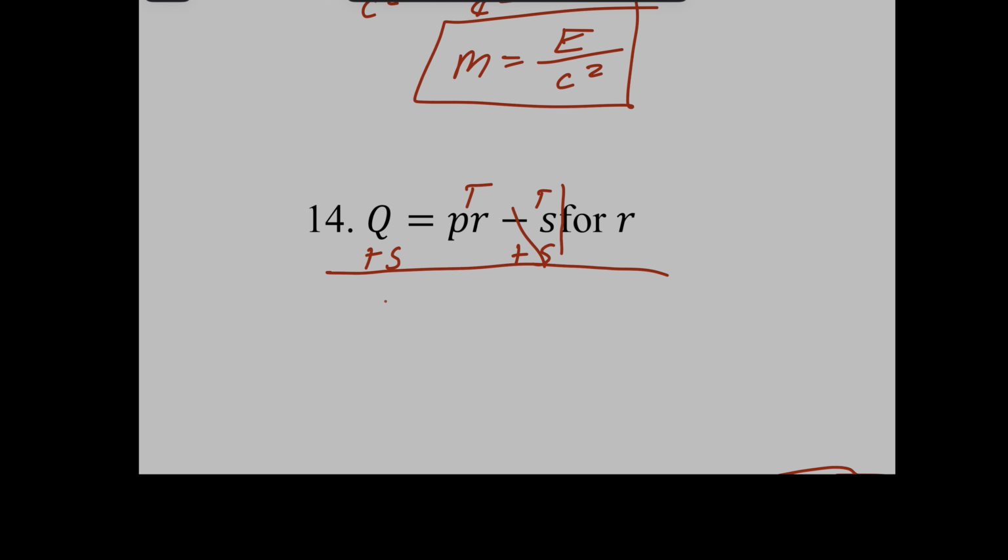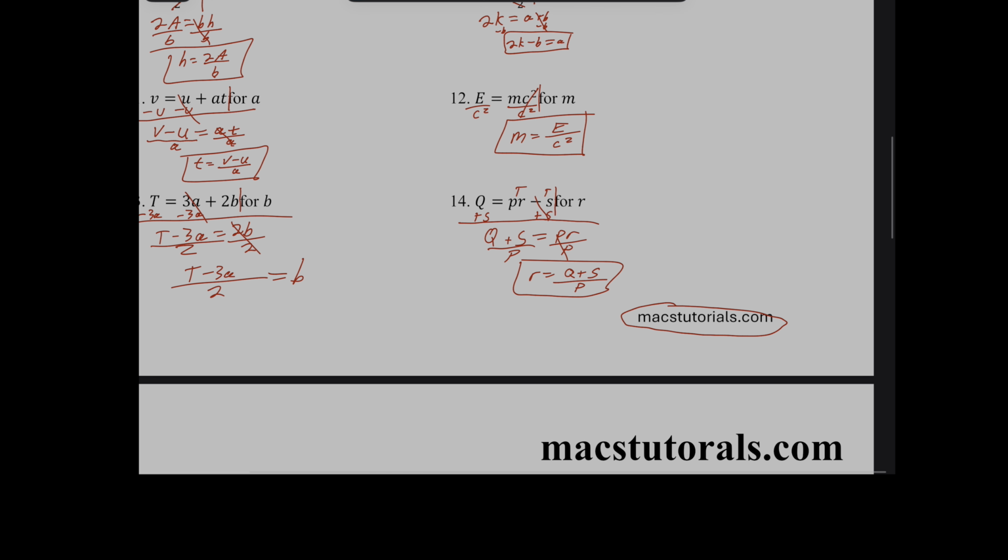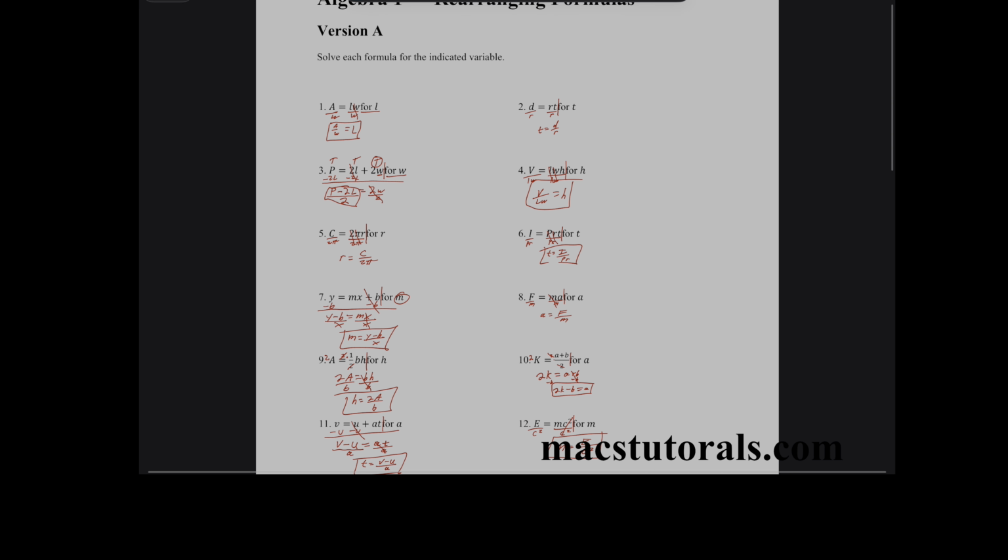I apologize if my S's look like 5s. I'm doing better. I'm trying to improve in that area. Okay, equals PR. Now I want R by itself. Now you divide by the P. Oops, sorry, that's a minus. There we go. Sorry, that should be a plus. And then I'm going to divide each side by my P. And then I'm going to get R equals Q plus S over P. Okay? And that, my friends, is the end of version A.